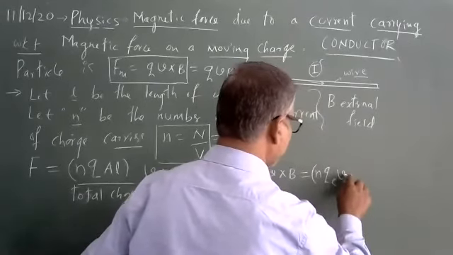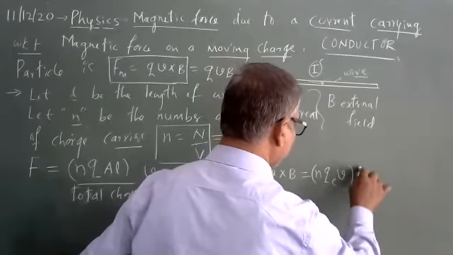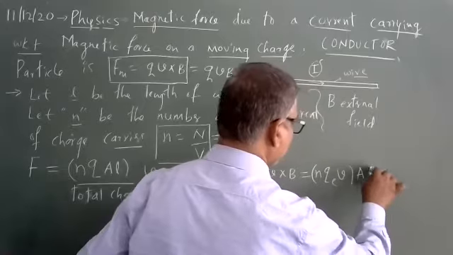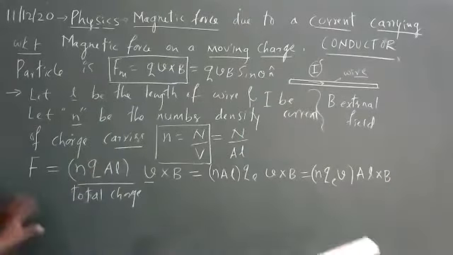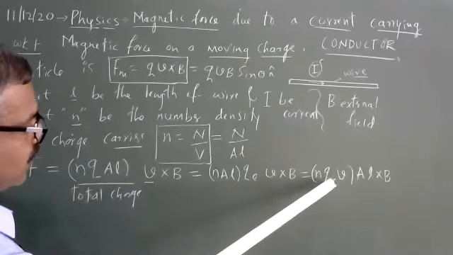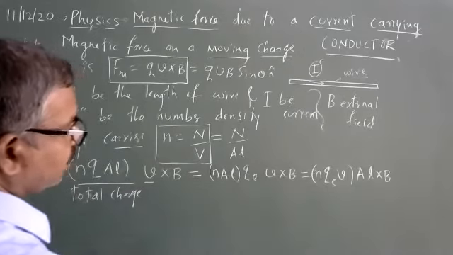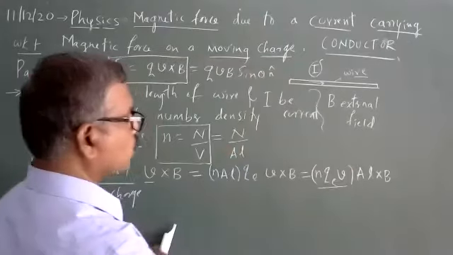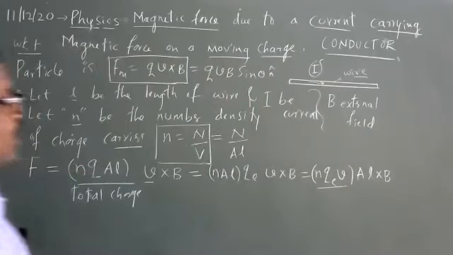This V, then A, of course, L cross B. See, all the things I have taken it outside. Now look at it. V is a velocity, QE is a charge, N is a number density, this area. Look at this whole mathematical equation. This is totally going to be your current density.